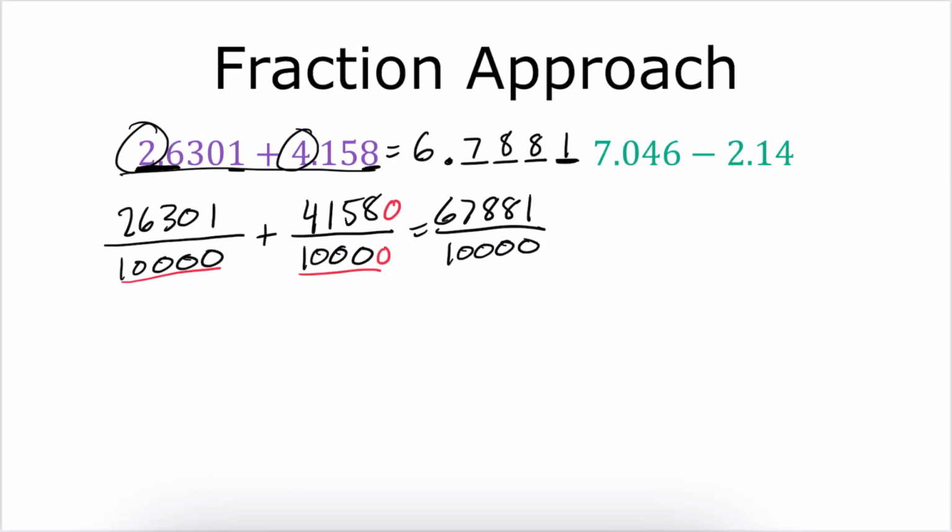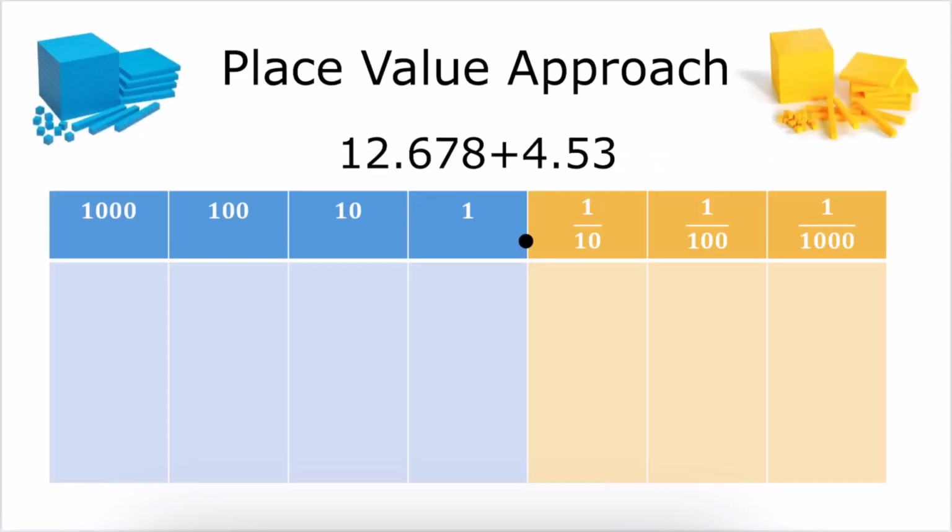You would do something similar if you were going to subtract your decimals. So I'm not going to go through this example, but basically you would do the exact same thing, just instead of adding the numerators, you would subtract them. And then the last method is the place value approach. And this is actually basically what I did on the base 10 block slide. But once your students have done it with base 10 blocks for a while, then they can move on to just doing it with the place values.